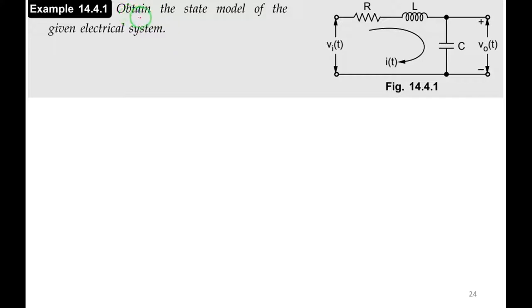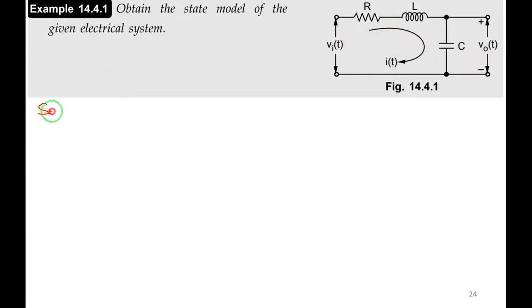Okay, the question is, obtain the state model of the given electrical system. This is the electrical system. Vi of t is the input, V naught of t is the output. The elements are resistor, inductor and capacitor, connected in this fashion. The current I of t is flowing in this direction, and this is V naught of t, the voltage across the capacitor, right? All these things you understand. This is the given thing.